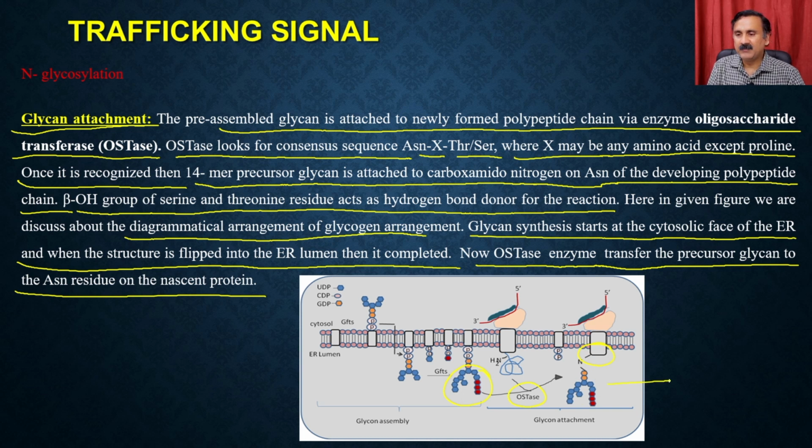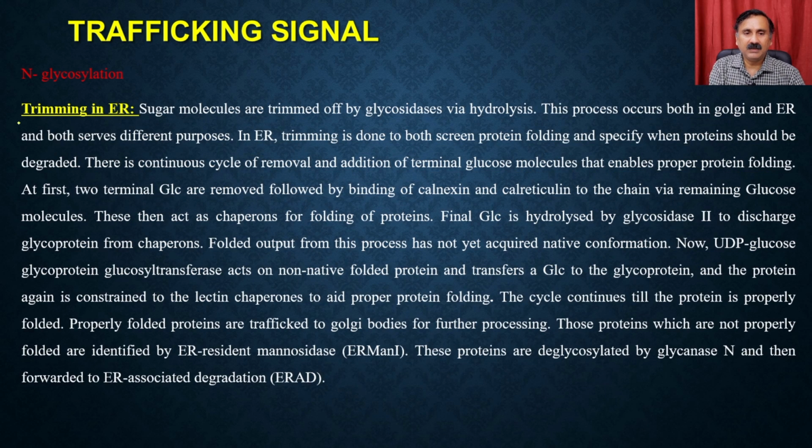After this, it is going to be trimmed so that you can remove some of the sugar molecules and also do the maturation. So the next step is trimming. Sugar molecules are trimmed off by glycosidases via hydrolysis. This process occurs both in the Golgi and the ER, and each serves a different function.